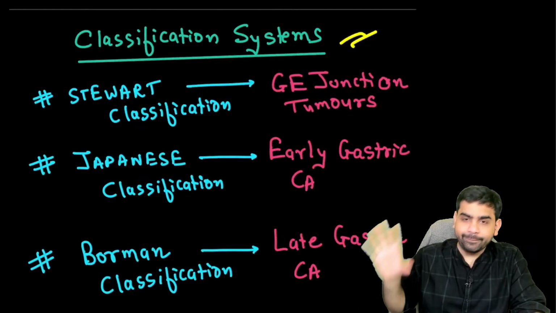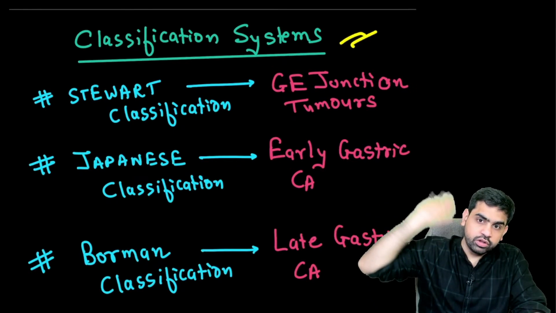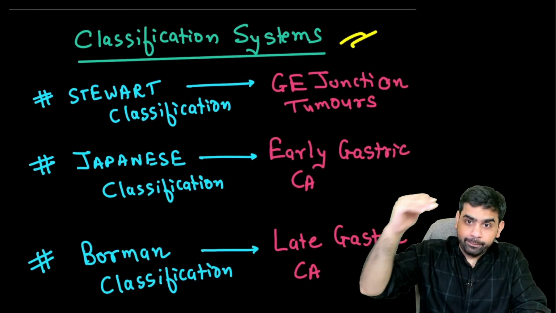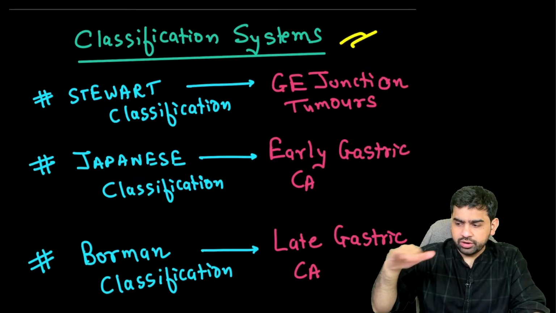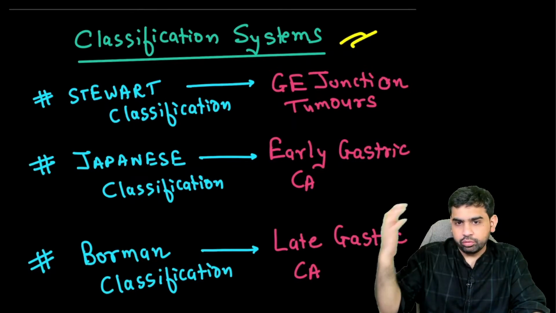Then we have the Japanese classification. Let's not go into the details of it, but the Japanese classification is basically for early gastric cancer. That's what you need to understand. Here, for type 1, type 2A, type 2B, you can perform local excisions like endoscopic submucosal dissection. For type 2C and type 3, you will have to perform surgery.